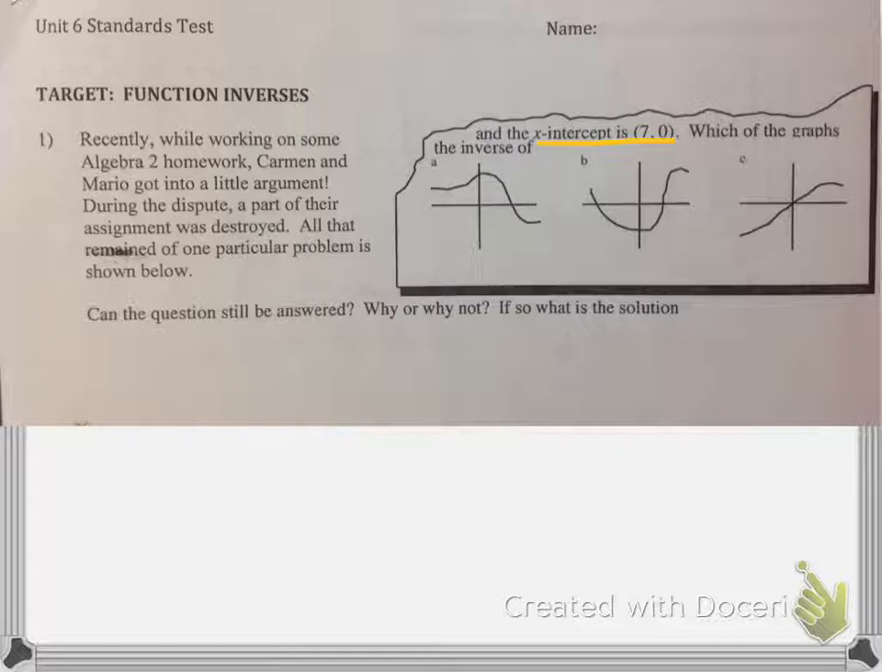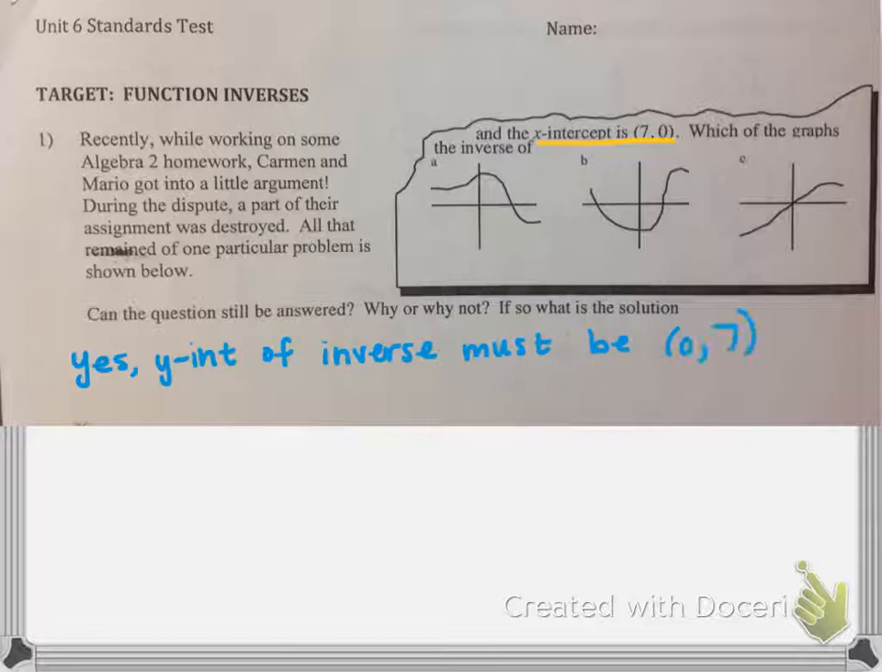And it says the x-intercept of the original graph is at (7, 0). And it's asking you to look at these three graphs, A, B, and C, and to decide which one of those could possibly be the inverse function of the one that is lost. And so based on the fact that we know that the x-intercept is at (7, 0), we know that the y-intercept of the inverse must be (0, 7).